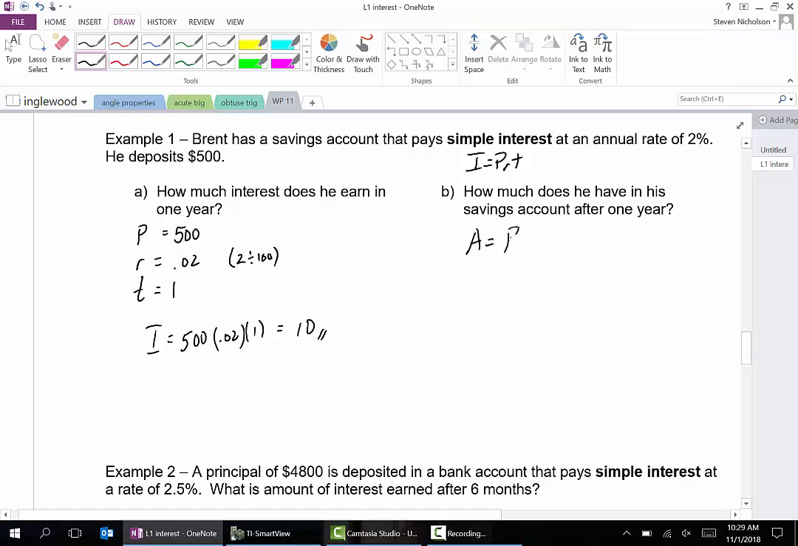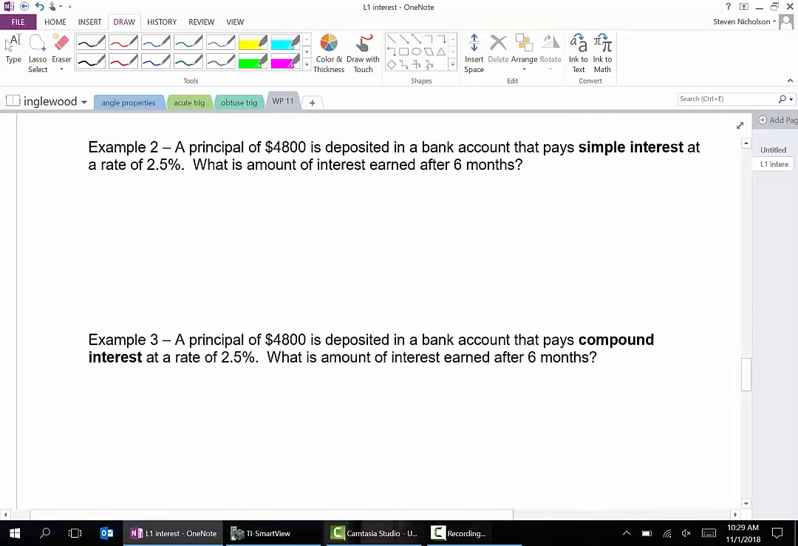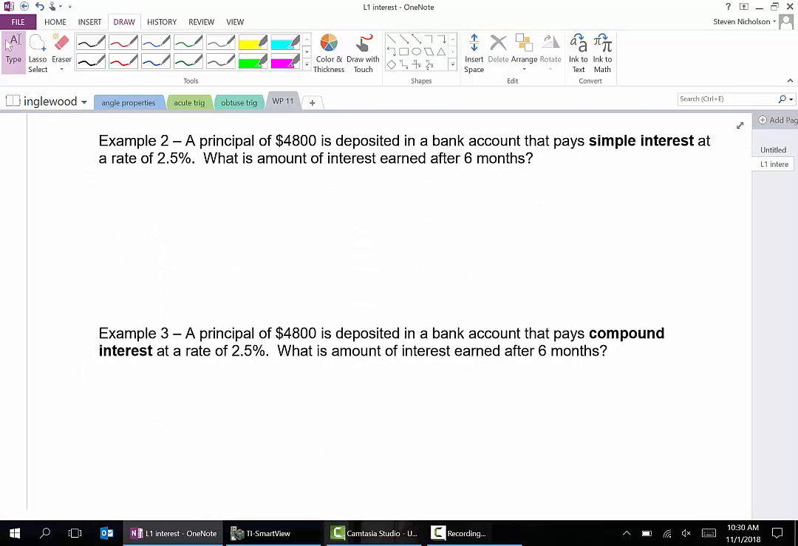Our finish amount is equal to the principal plus our interest. So in this case right here, start off with 500, added $10 interest. We got $510. And there's our final answer. Again, a simple interest formula.